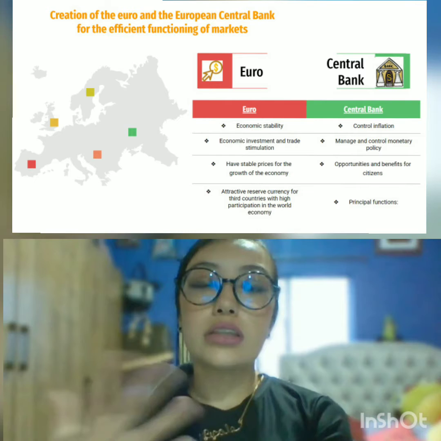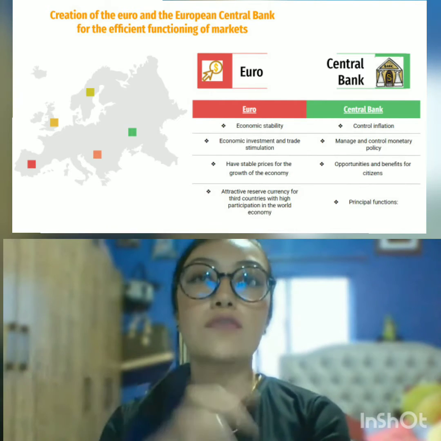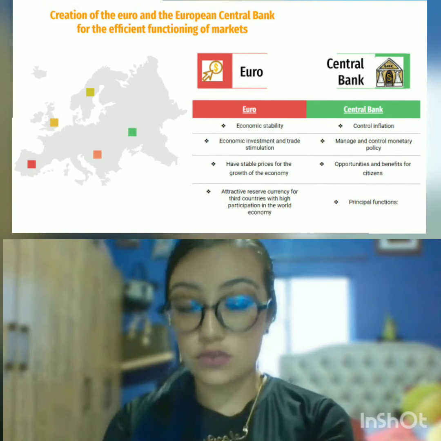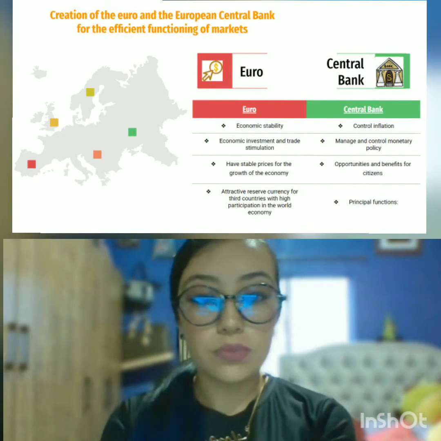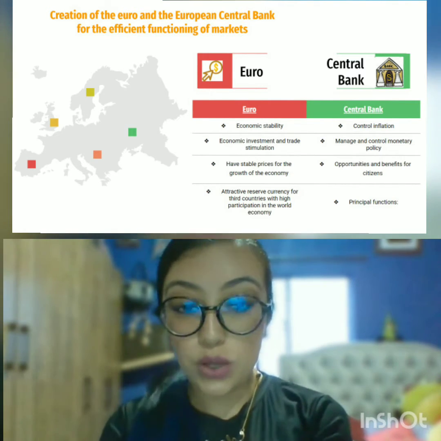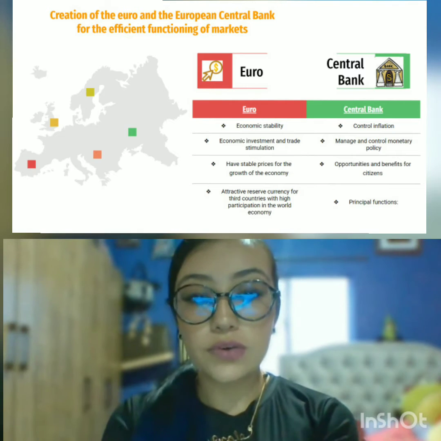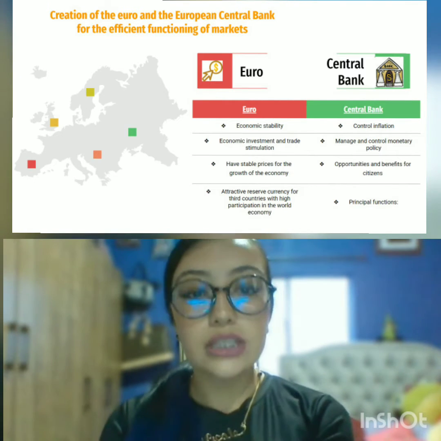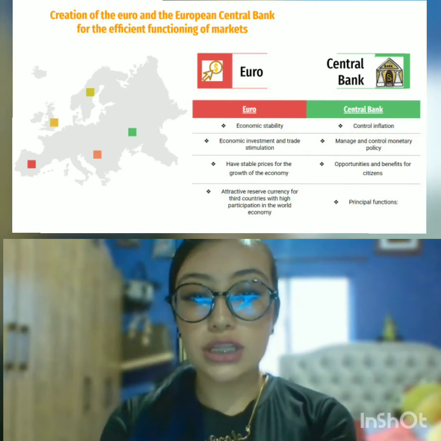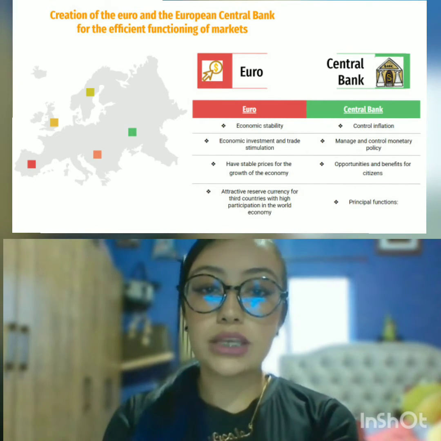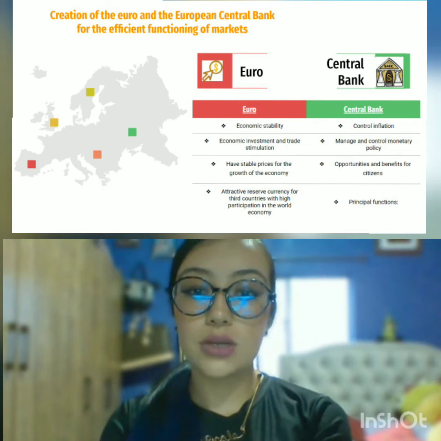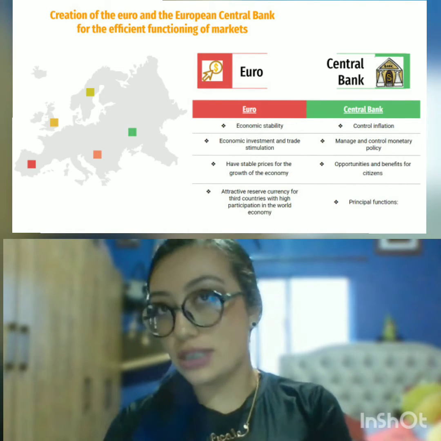The principal functions of the central bank are, first, to define and execute the monetary policy of the eurozone. The second is to carry out foreign exchange operations. Third is owning and managing the official foreign exchange reserves. And fourth is to promote the smooth functioning and integration of payment and settlement systems.